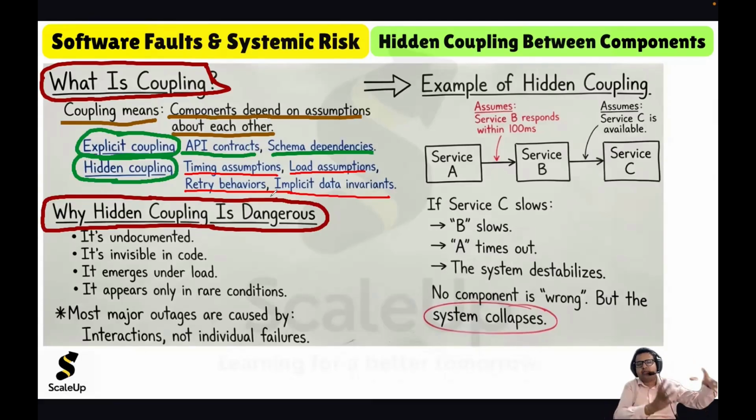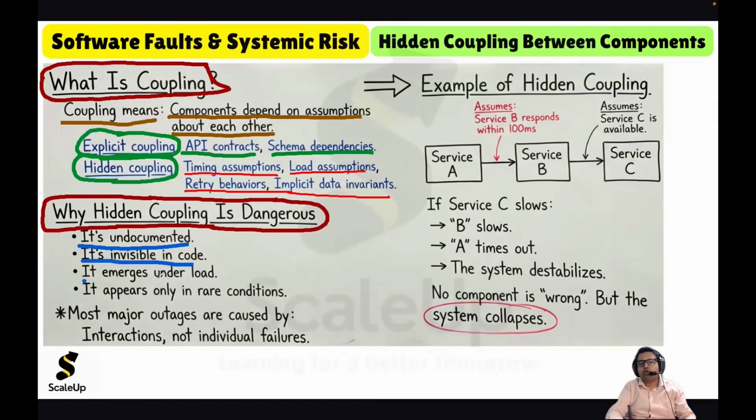But the same software, when it is deployed in production, you will start seeing so many faults. Those faults are not because of any bug in the code, but rather because of the deployment. Because in production, the software will come across so many unhandled or unseen scenarios, like the traffic. So the idea is hidden coupling. It is undocumented. It is invisible in the code.